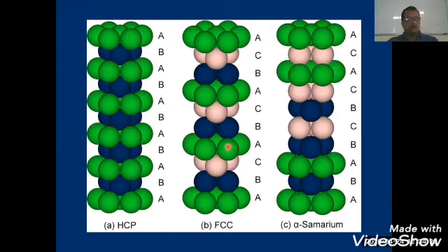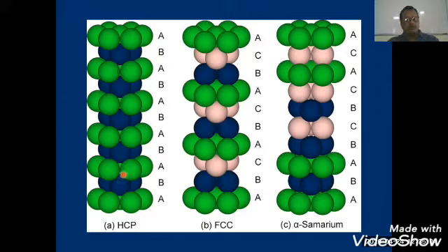Then the fourth layer will be similar to the first layer. So this type of arrangement can be called ABC, ABC, ABC type, which means similar layers will be repeated after two different layers. And this type of close packing is called cubic close packing. And here I am writing FCC, which means that cubic close packing will provide an FCC unit cell.